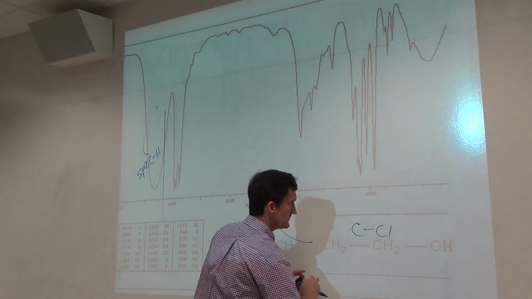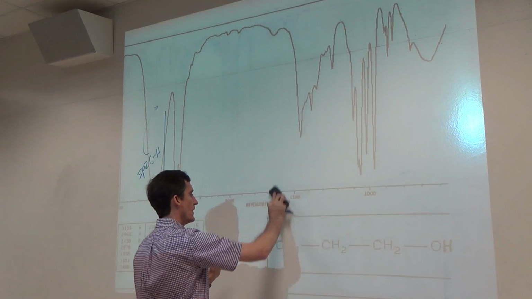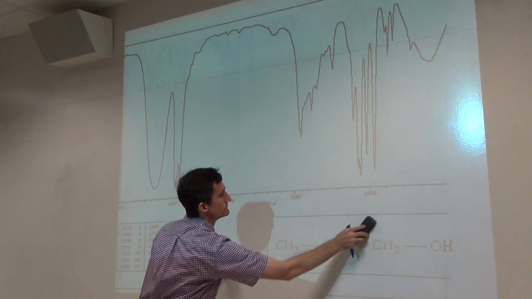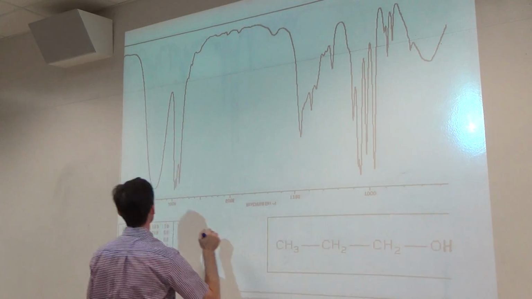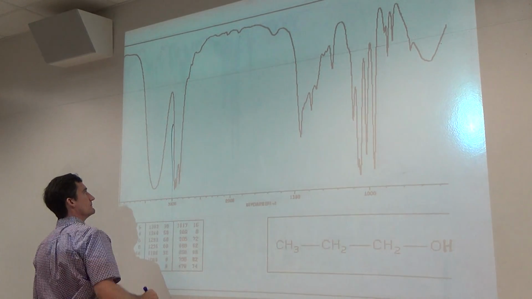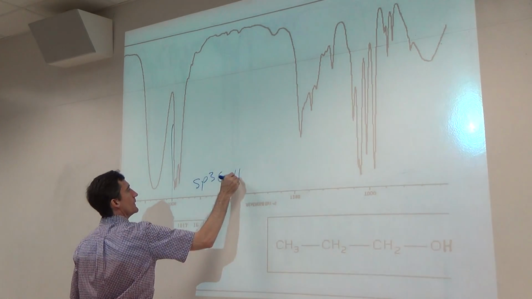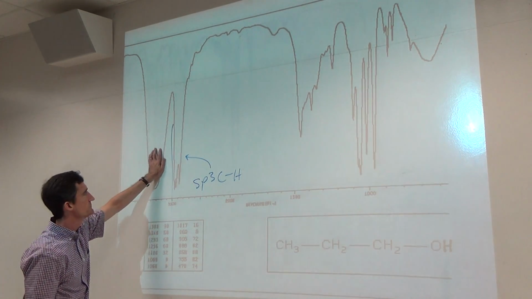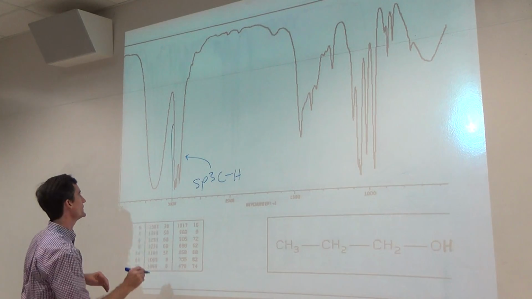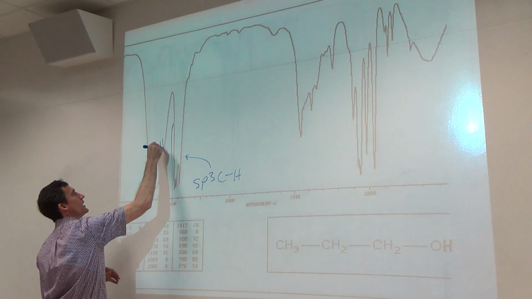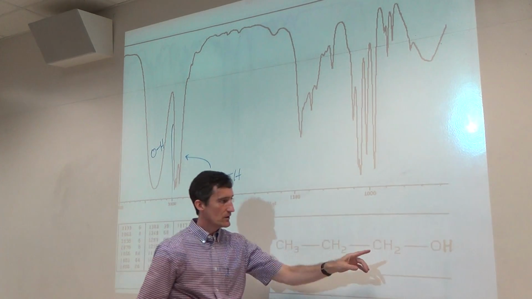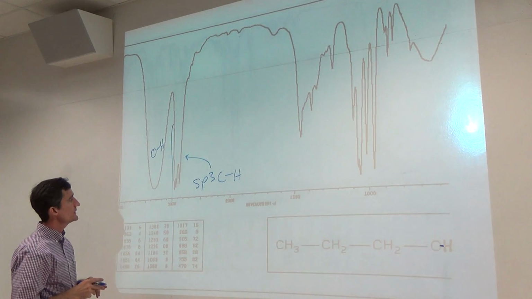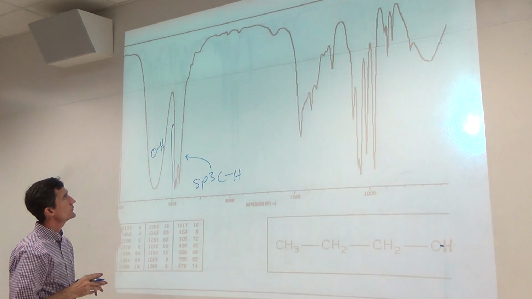Next up is an alcohol. This will be a 3-carbon alcohol called 1-propanol. Of course, sp3 CH. Look at here. Obviously a very intense absorbance. And what is this here? This is our OH bond from the alcohol. If you remember, OHs do tend to be pretty intense, about 3200, 3400 region.